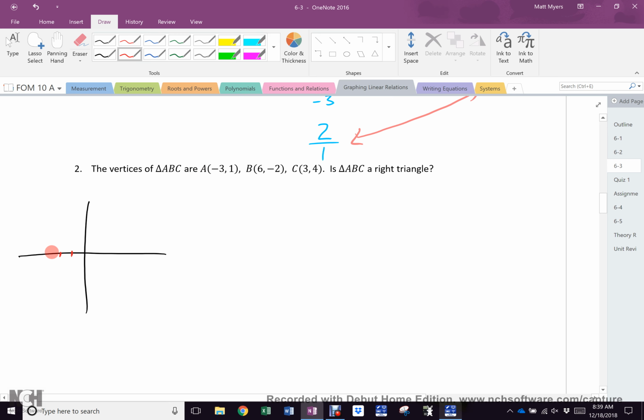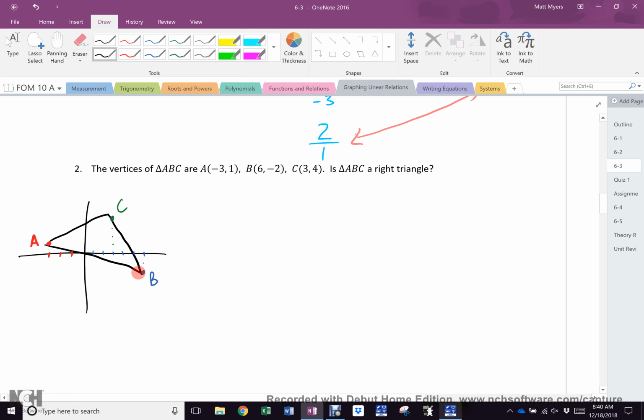Left, 1, 2, 3, and up 1. Everyone agree? Where's point B? Right, 1, 2, 3, 4, 5, 6, and down 1, 2. There's B. And where's C? One, 2, 3, and up 1, 2, 3, 4. There's C. And that makes a triangle.